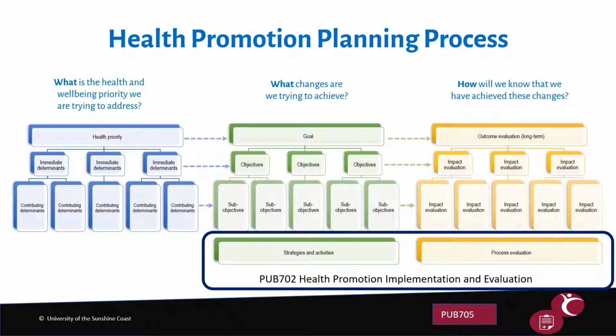The focus of that planning comes in your next course in PUB705 Health Promotion Implementation and Evaluation. So this figure is a really good figure to put on your wall because it keeps you focused around where we are in the planning process and what actual planning we're doing as we move through. So for you, Task 2 is related to the health and wellbeing priority and the analysis of it, the blue section, and then your Task 3 to the green and the orange sections, developing goals and objectives and developing outcome and impact evaluation.